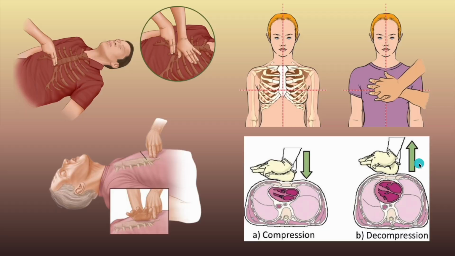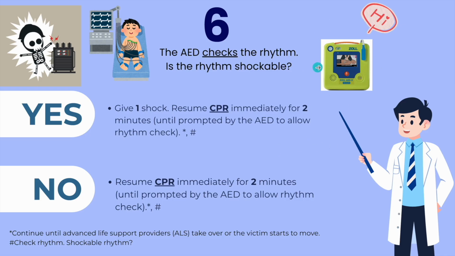Use the AED as soon as it is available. Listen to what the AED directions are, and if the rhythm is shockable, give a shock after clearing the patient. If not, continue and resume your CPR immediately, until prompted by the AED to allow the next rhythm check, which will be about every 2 minutes. Continue CPR until more advanced life support providers take over or the victim begins to breathe, move, or otherwise react. And again, if the AED says that the rhythm is non-shockable, we will resume high-quality CPR and wait for the advanced providers or any reactions from the victim.